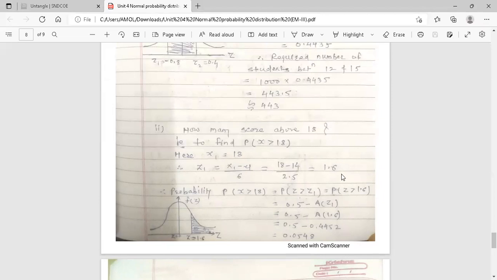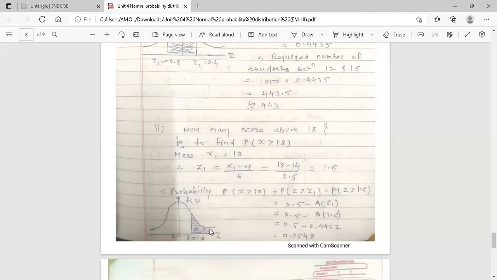Now we are going to find the probability of x greater than 18. It means you find the probability when z is greater than z1, because we have converted x1 in terms of z1, and it is 1.6. So you find the probability when z is greater than 1.6. Now 1.6 is a positive value. You draw the diagram, and z1 is equal to 1.6. It will lie on the RHS side of the normal distribution curve. Now we want the area when z is greater than 1.6. Z is greater means you find the area of this shaded portion.